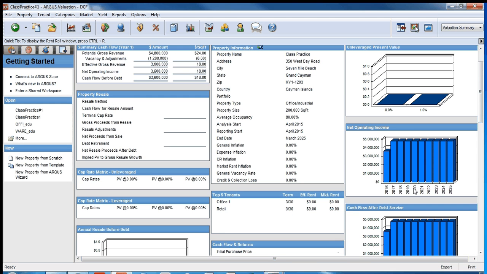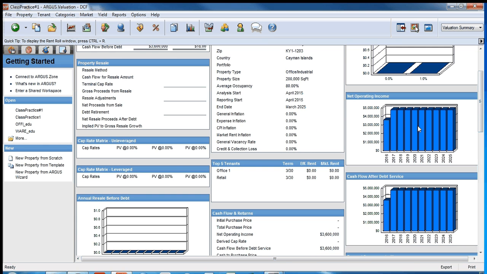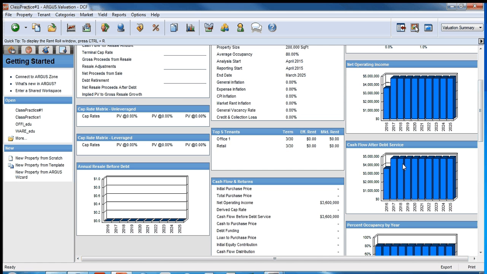The graphs that are visible but not too useful are showing a 3.6 million in revenue in the first year and the 4.8 over the course of the holding period. That is going to be a net operating income. We have no debt on the property, so the cash flow is the same after debt service.